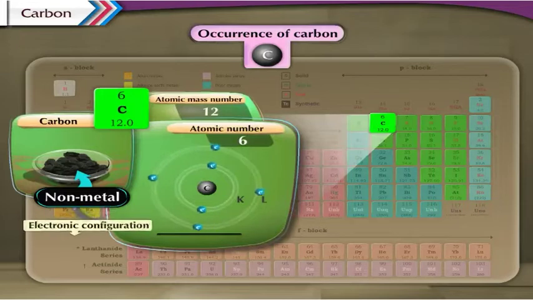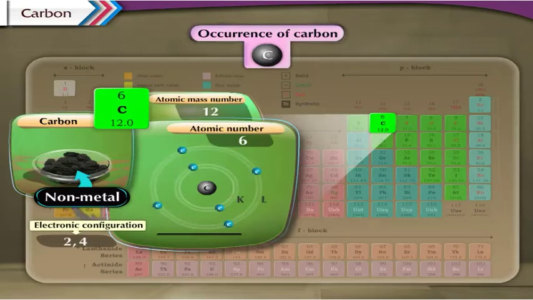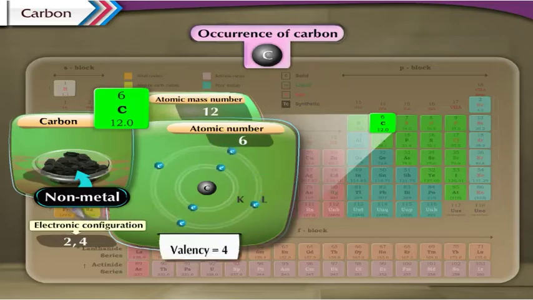The electronic configuration of carbon is 2, 4. There are 2 electrons in the first orbit and 4 electrons in the second orbit. The valency of carbon is 4.